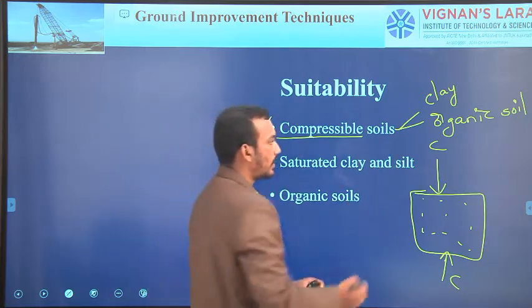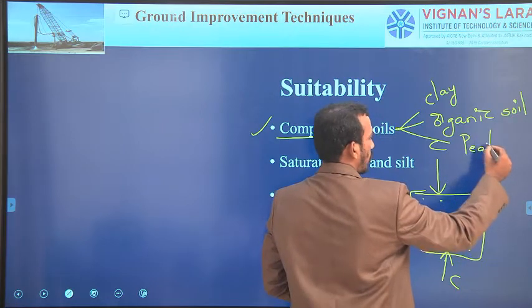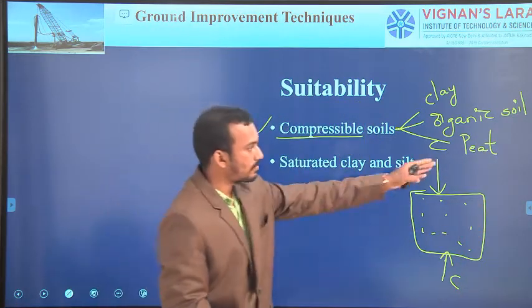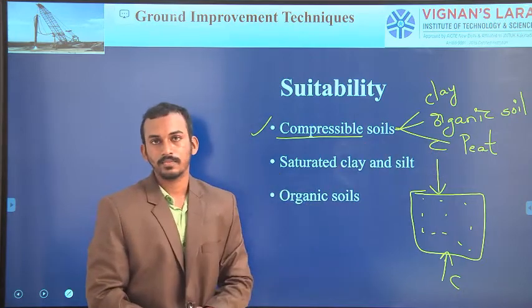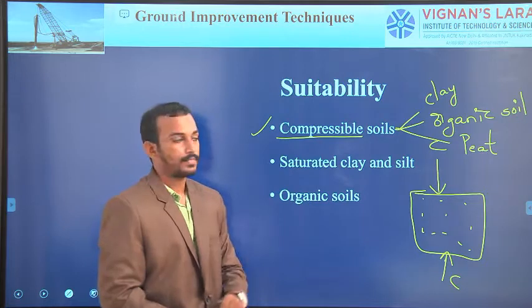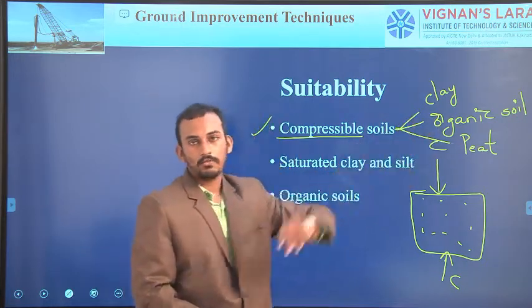Peat is also another one. Peat is a combination of organic soil and inorganic soil. That is known as peat. Peat is a highly organic soil. These three types of soils are known as compressible soils. So by using preload, we can settle these three types of soils.